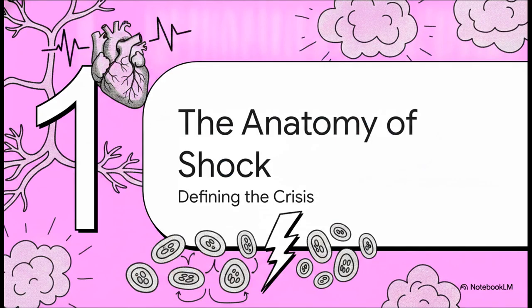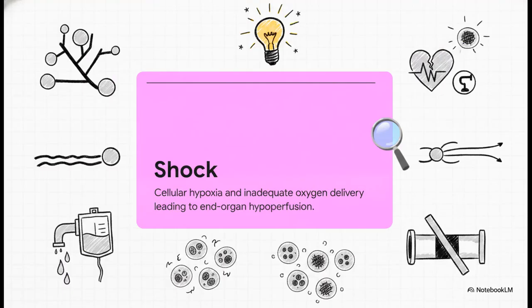Starting with Section 1, the anatomy of shock, defining the crisis. We often think of shock simply as just having low blood pressure, right? But the absolute crucial takeaway here is that it's fundamentally a widespread failure of oxygen delivery to your cells. The causes? Well, they can vary. It could be distributive, like when blood vessels dangerously dilate, cardiogenic, when the heart fails as a pump, hypovolemic, from massive fluid or blood loss, or even obstructive. But honestly, no matter the cause, the end result is exactly the same: cellular starvation.